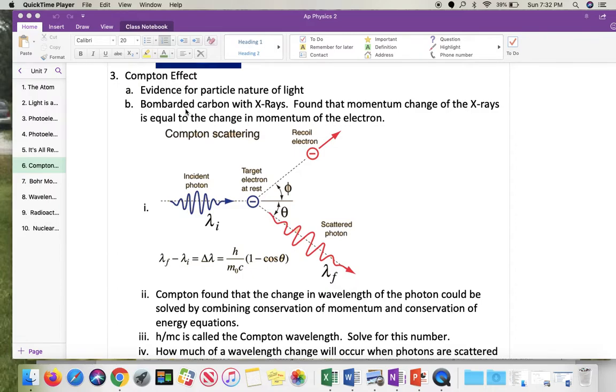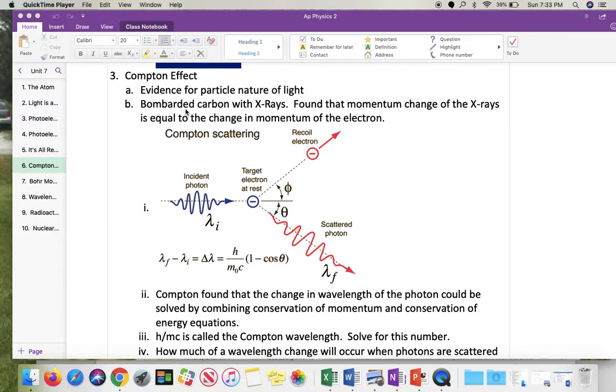So as of now in Unit 7, we have discussed one of the main pieces of evidence of the particle nature of light, and that is the photoelectric effect. Remember, in Unit 6, we talked about some of the different wave characteristics of light, and now we're focused more on particle nature. So we have the photoelectric effect.